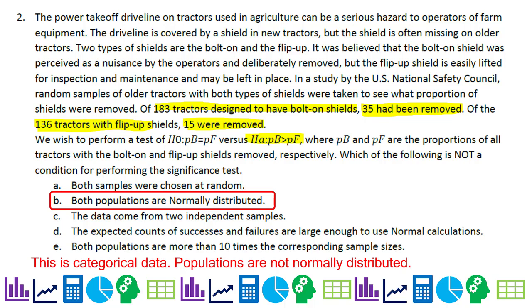It is important that data come from two independent samples, and we do need to check the large counts condition, that the expected number of successes and failures are large enough, and both populations are more than 10 times the corresponding sample sizes. That's also known as a 10% condition.